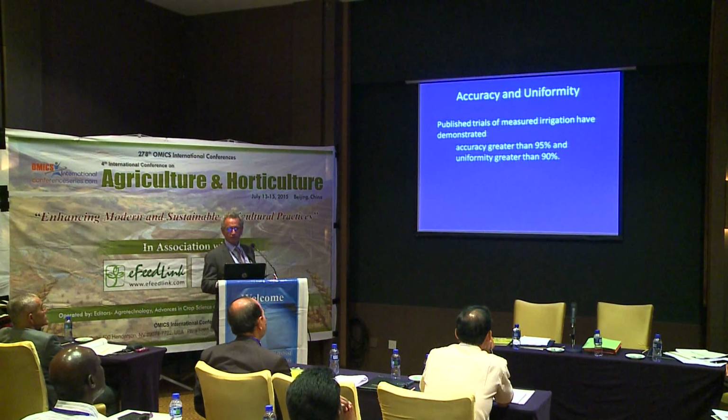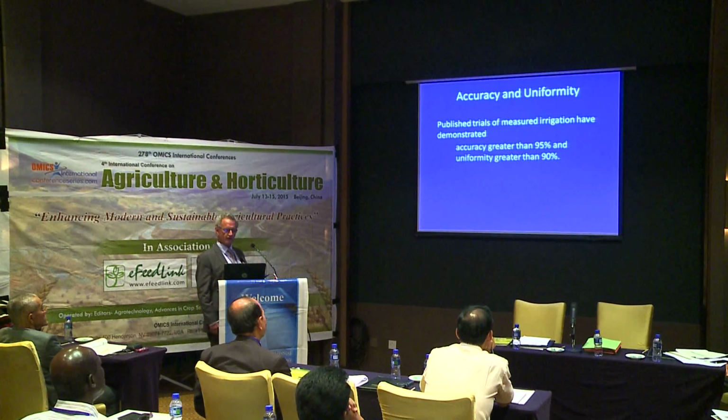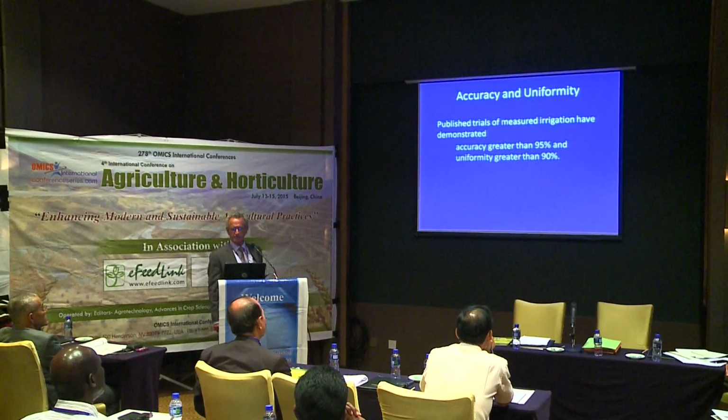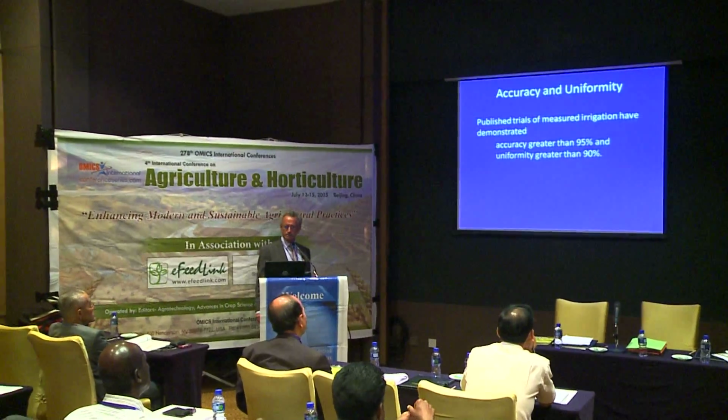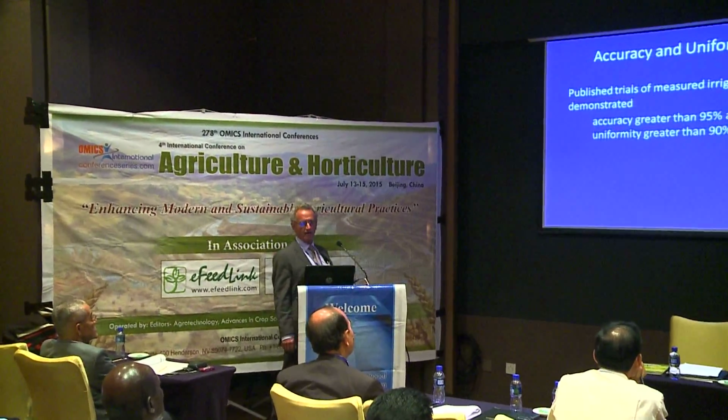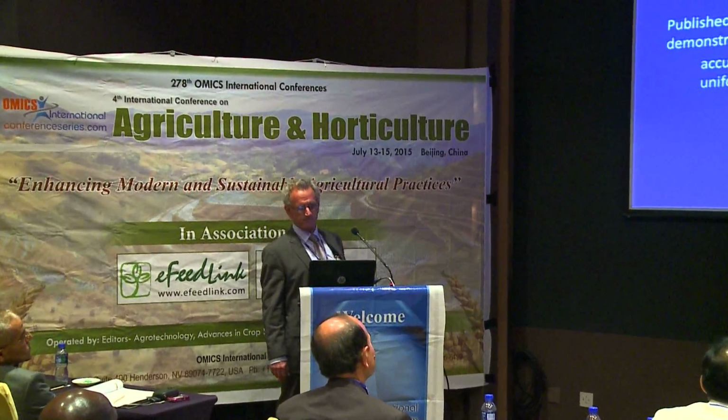And now, finishing off, I'll talk a little bit about the accuracy and uniformity of measured irrigation. Published trials of measured irrigation have demonstrated accuracy greater than 95% and uniformity greater than 95%. This information is, amongst other places, available by publication in January this year in Irrigation Science.